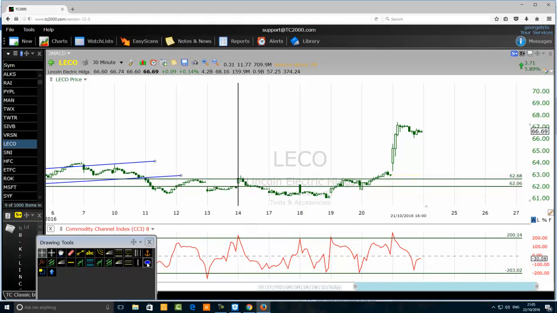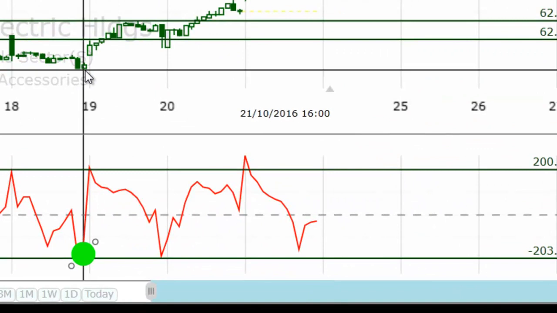Here again, if you look carefully, the CCI period 8 reaches the 200 level. So the 30-minute time frame also is very good. You can see it's working nicely. Now we see it reaching the 200 level again. We want it to form the hook.